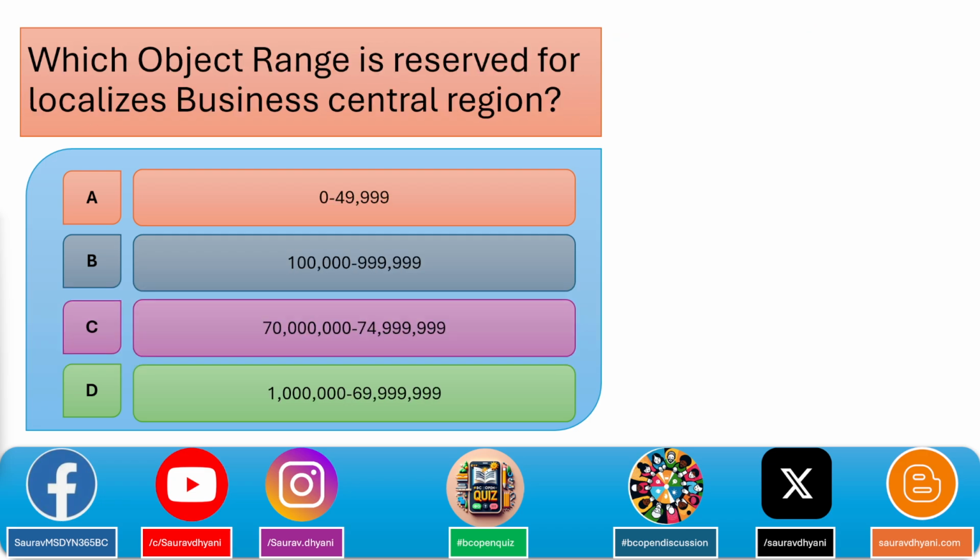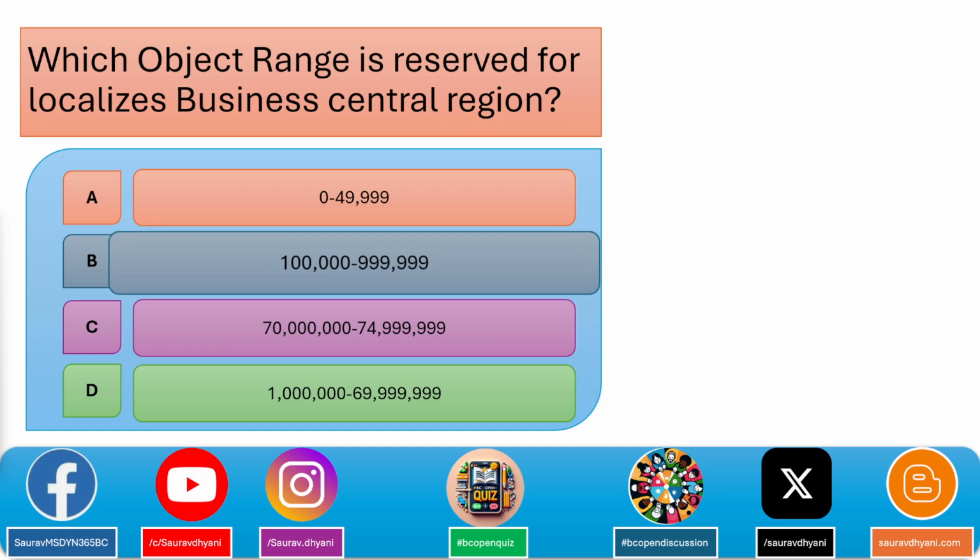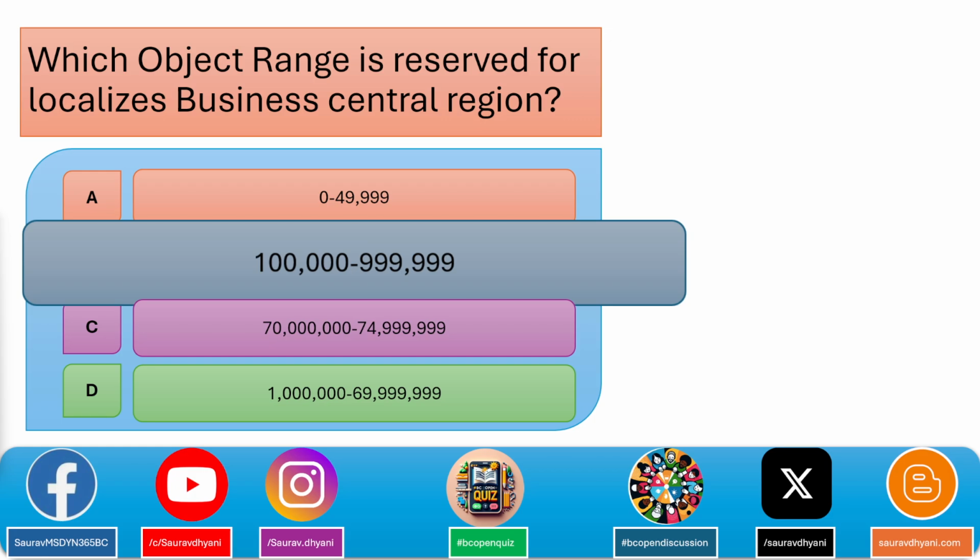Going ahead. Which object range is reserved for localization, for localizing for a Business Central region? So if you are using Business Central India localization, which of these ranges is reserved for that? If you are using Business Central for North America, what object range is reserved for it, and so on and so forth for other countries. Out of these ranges, the correct range is this one, which is reserved for doing localization in a particular region.